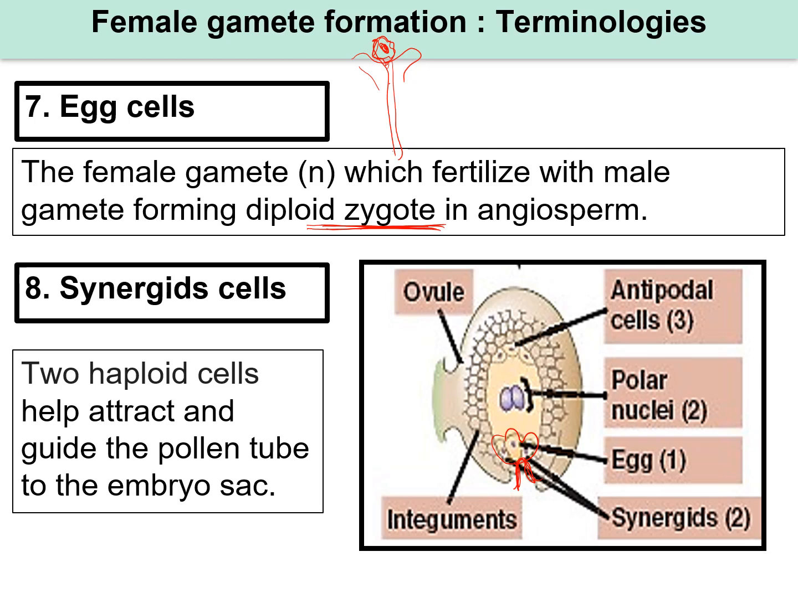So this pollen tube will find its way to the micropyle. So the structure that helps lead the pollen tube to the micropyle is the synergid cells.